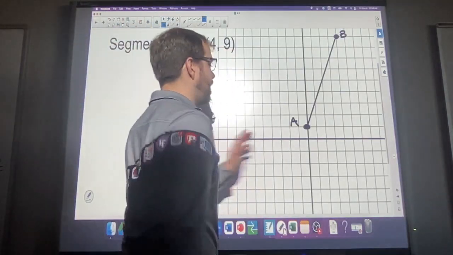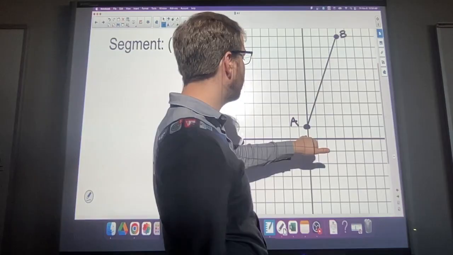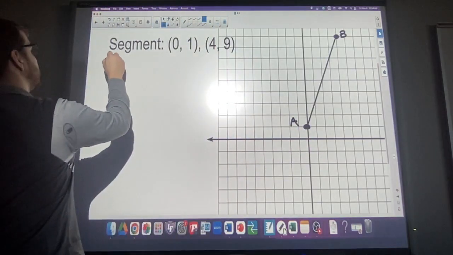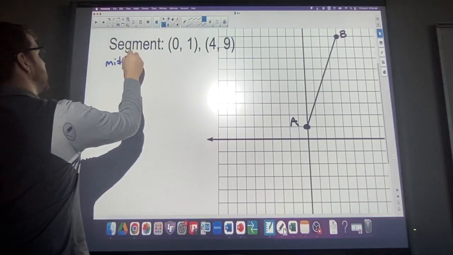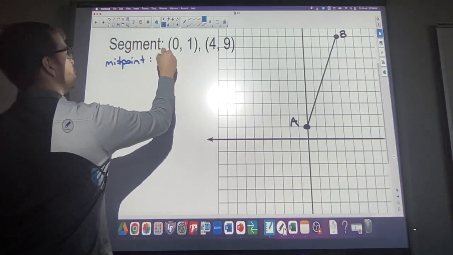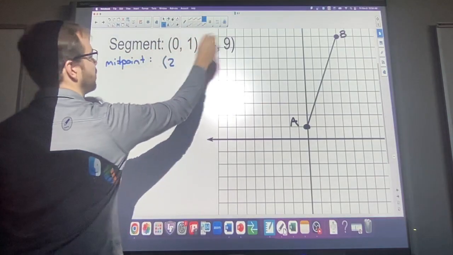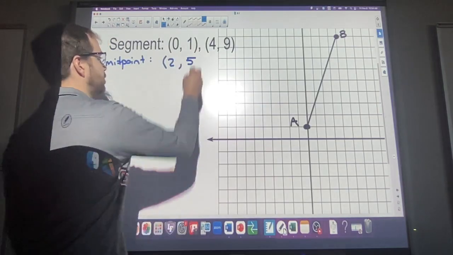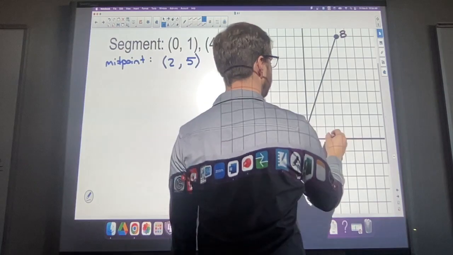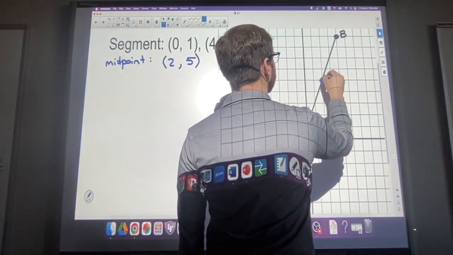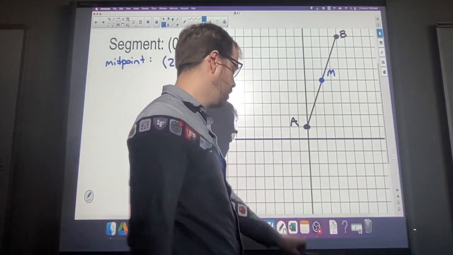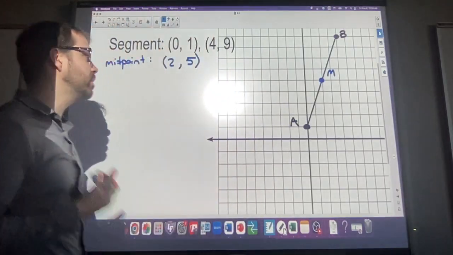Okay, so now we're not going to get a decimal. So let's find the midpoint. Halfway between 0 and 4 is 2, and halfway between 1 and 9 is 5. All right, so let's graph this: over 2, up 5, right there. I'll call that point M.